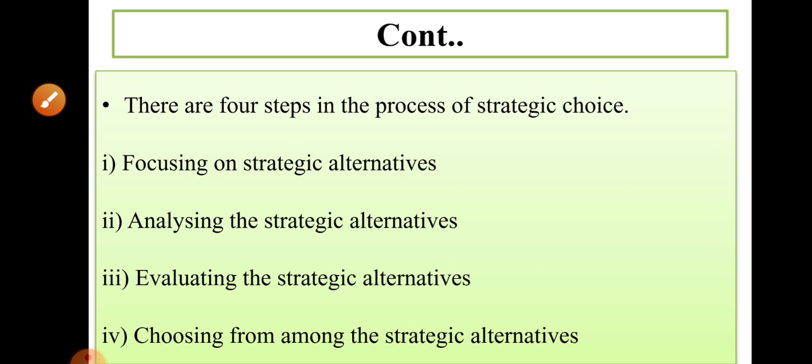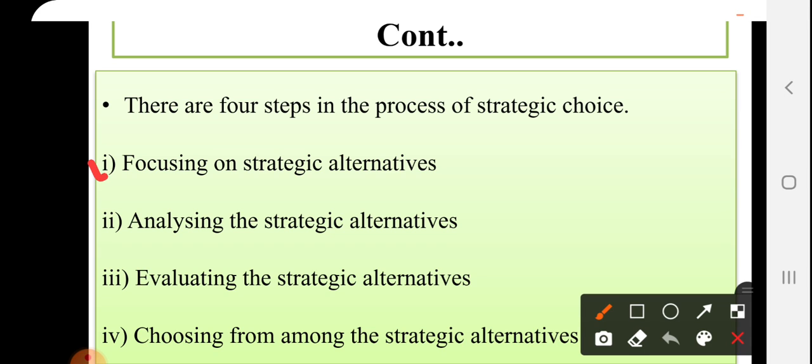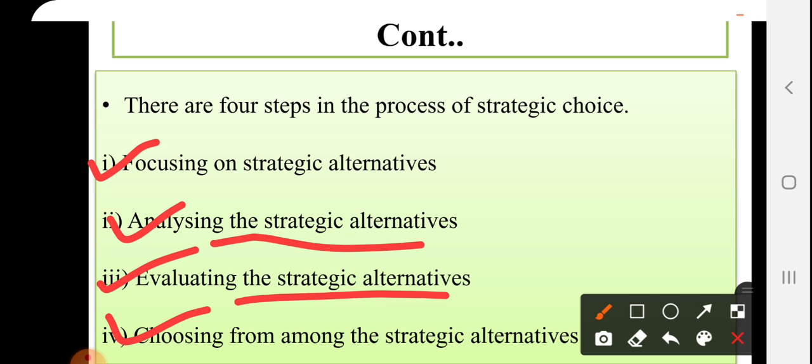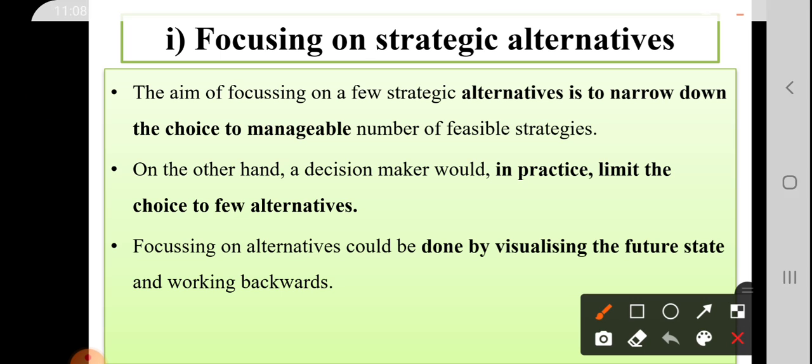Then the strategic choice process consists of four steps: focusing on alternative strategies, then analyzing strategic alternatives, evaluating strategic alternatives, and choosing from among the strategic alternatives. So we'll go one by one. First one, focusing on strategic alternatives. Now in this, the organization is just focusing on what different options the organization can go for.